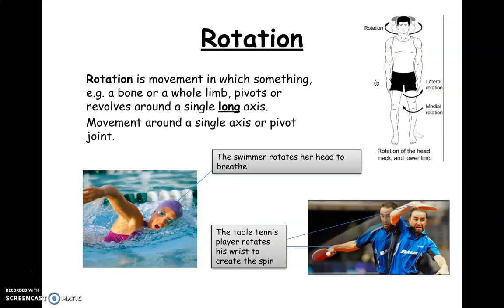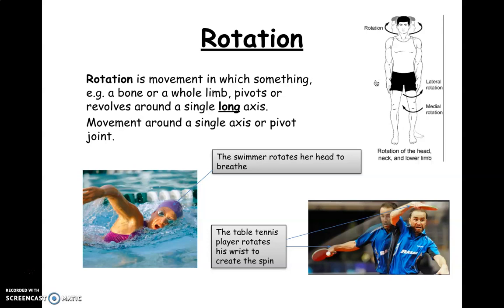And then we have rotation, which is a movement where a bone or a whole limb pivots or moves around a single long axis. So it's a movement around a single axis or a pivot point. When a swimmer is swimming, they usually do 3 strokes, and then they breathe, but they rotate their head between each stroke. So when their left arm comes over, then as it comes through the water, they roll their head to the right, they rotate it to the right.